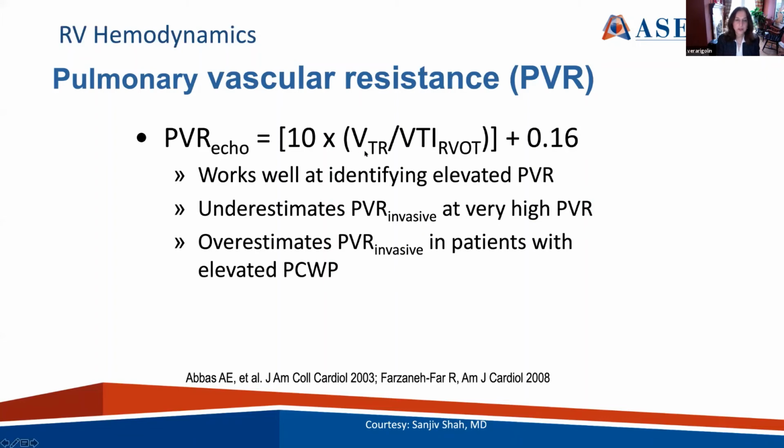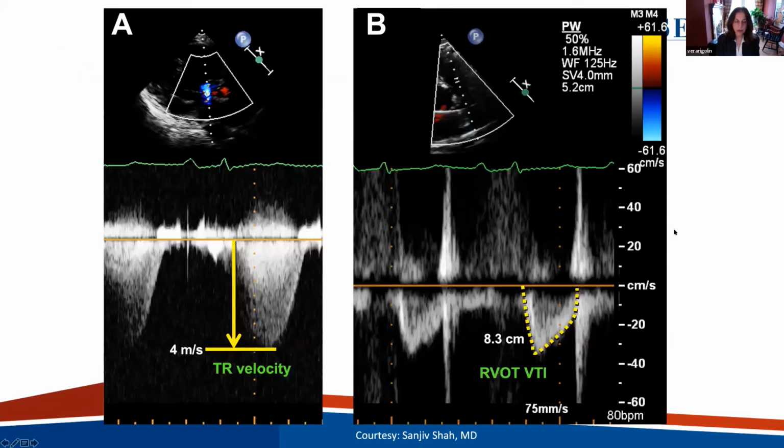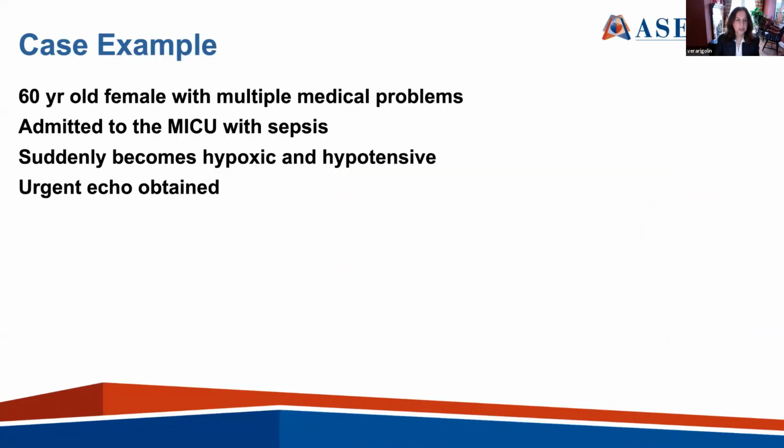The key measurements of what you need are the peak velocity of the TR jet and the VTI of the RVOT. And this is an example of the measurements that you need. Here's the peak velocity of the TR jet, RVOT, VTI. So you can see that the measurements needed for that calculation are quite simple to obtain. So let's look at some case examples to try to put this all together.